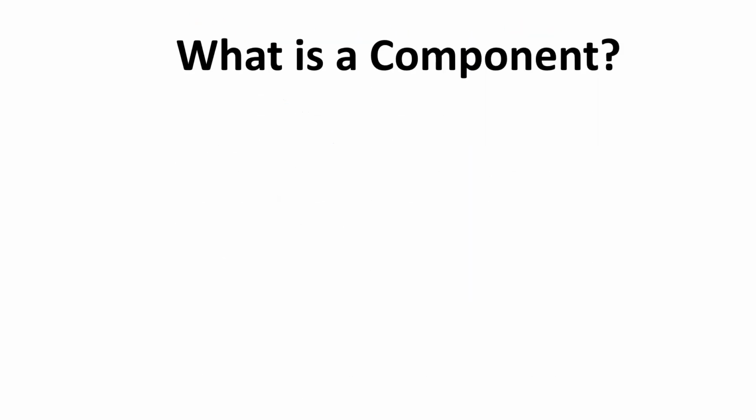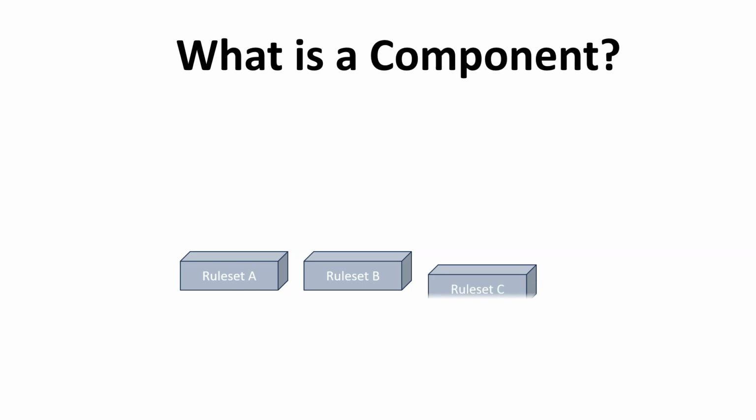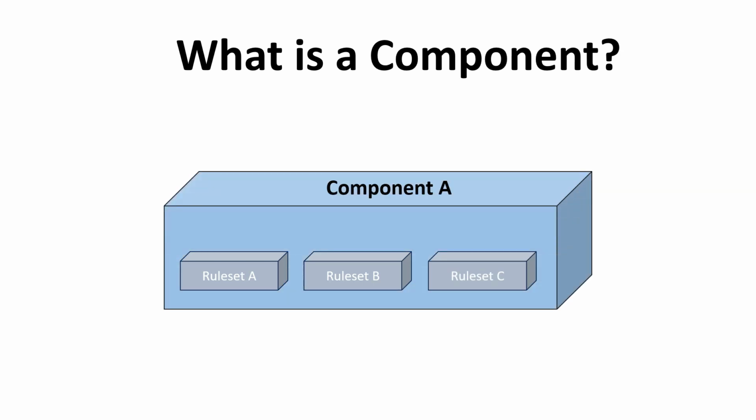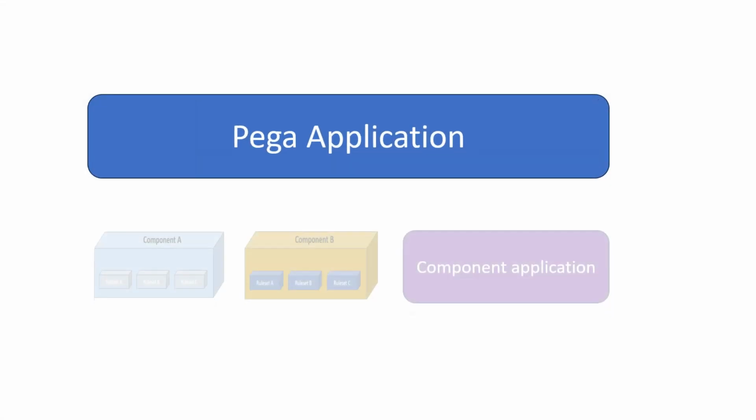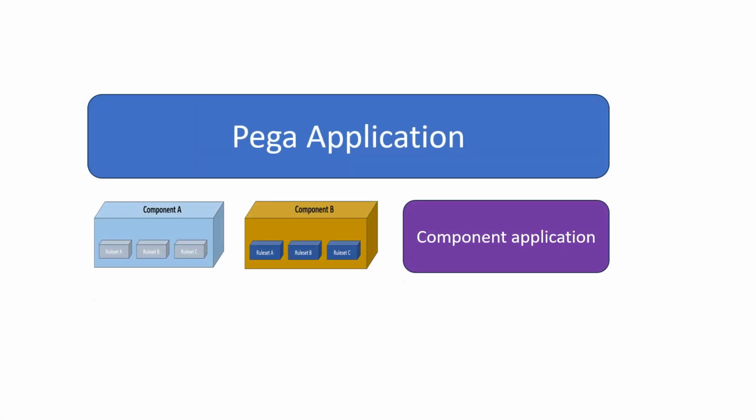First, what is a component? In textbook definition, a component can be considered as a collection of rule sets. So a collection of rule sets that can add some feature to any Pega application can be called a component. You see here, a Pega application is built over components as well as some component applications.